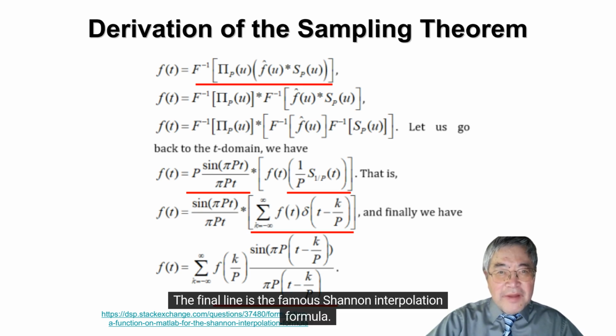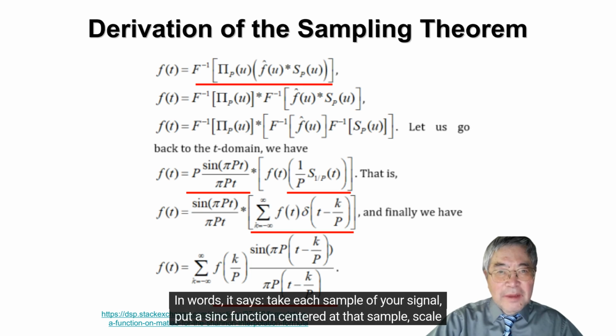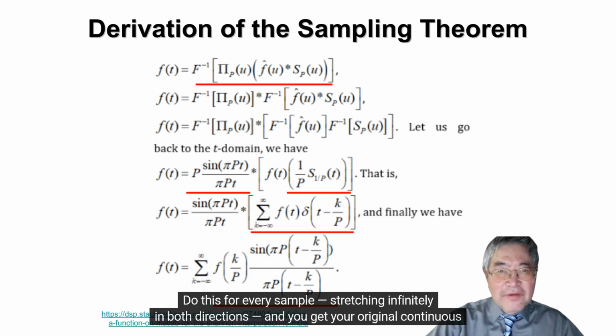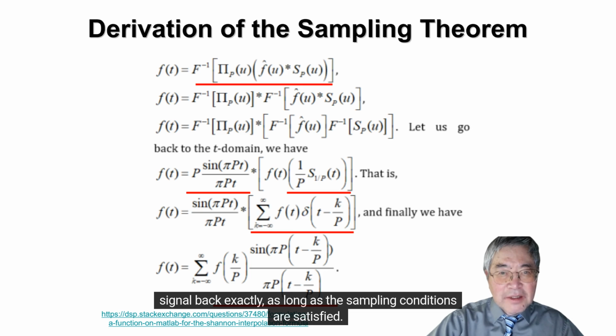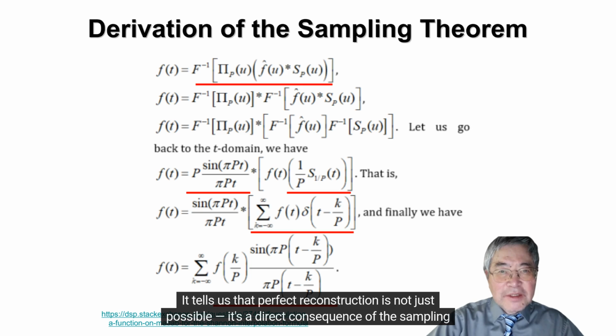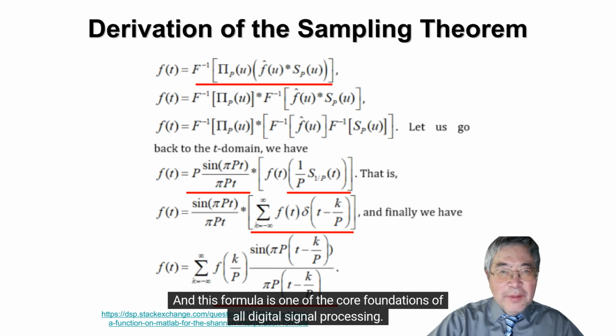The final line is the famous Shannon interpolation formula. In words, it says, take each sample of your signal, put a sinc function centered at that sample, scale it by the sample's value, and then add them all together. Do this for every sample, stretching infinitely in both directions, and you get your original continuous signal back exactly, as long as the sampling conditions are satisfied. This is a beautiful result. It tells us that perfect reconstruction is not just possible, it's a direct consequence of the sampling theorem. And this formula is one of the core foundations of all digital signal processing.